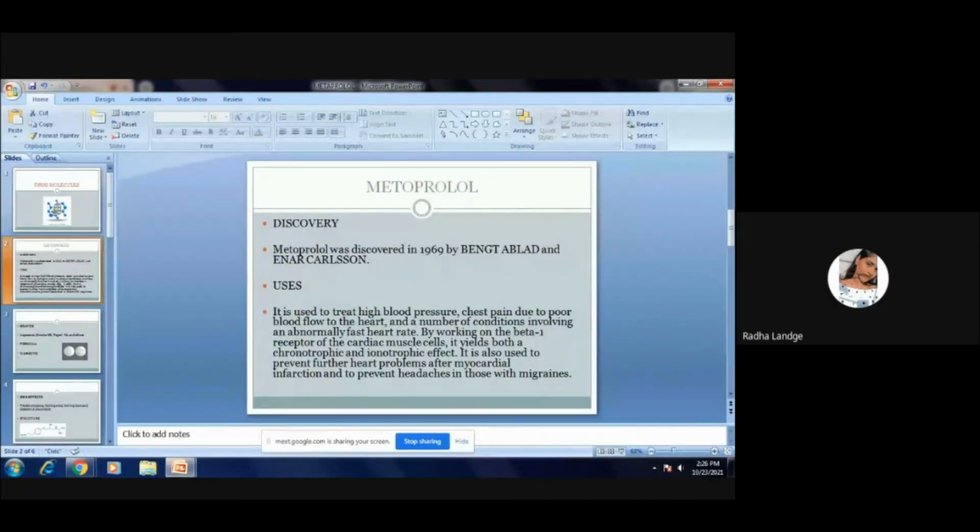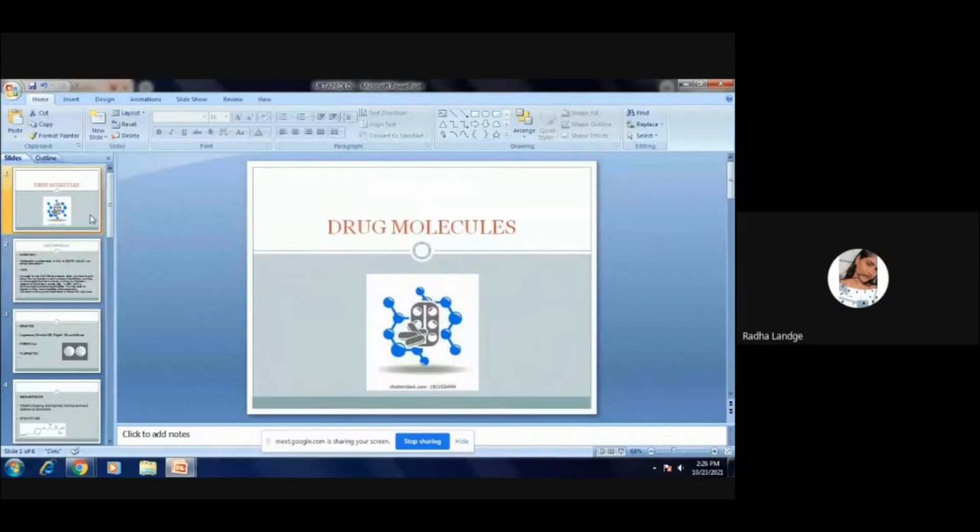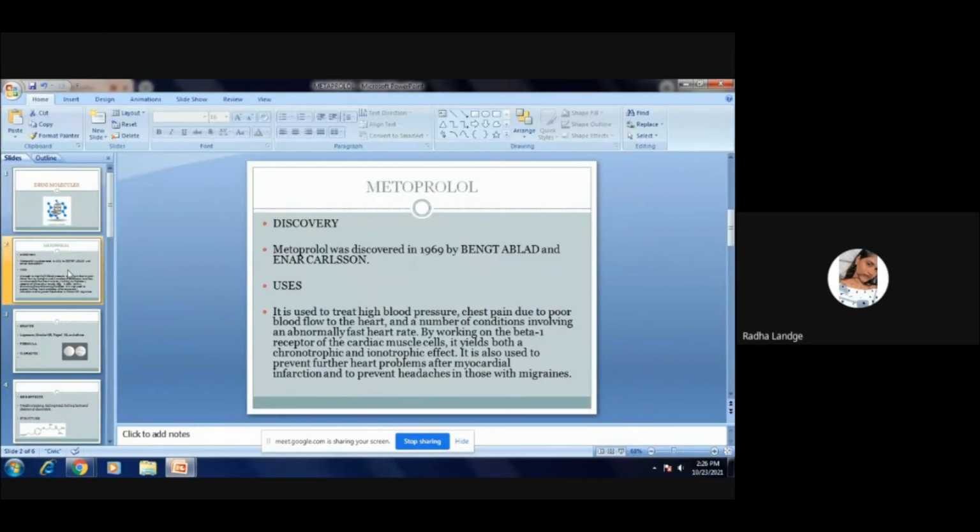My topic is drug molecules, and my first drug is metoprolol. Metoprolol was discovered in 1969 by Bengt Ablad and Enar Carlsson. It is used to treat high blood pressure, chest pain due to poor blood flow to the heart, and a number of conditions involving an abnormally fast heart rate.